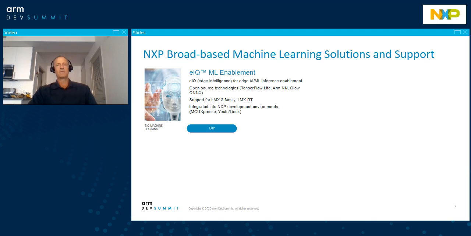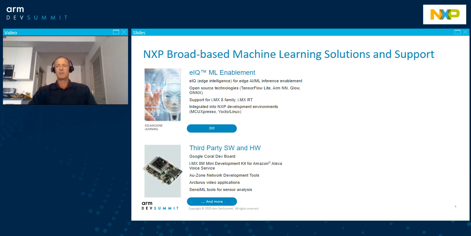So also a little bit of the overview of NXP's broad machine learning solutions. This slide will highlight some of the key functions that we enable. If you look at the first build out here, this is a do-it-yourselfer. So eIQ, which is our machine learning support, is all about allowing you to bring your pre-trained machine learning models onto our platform and run using some form of open source technology such as TensorFlow Lite, Arm CMSIS-NN, GLOW, ONNX runtime, etc. We also engage very heavily with third-party software and hardware vendors.